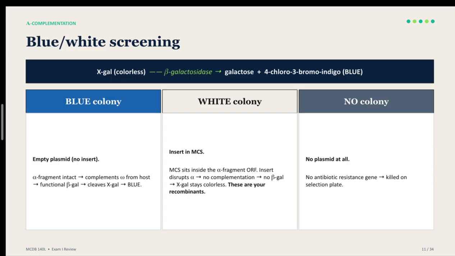So again, just to emphasize, know that the MCS sits inside the alpha fragment, which is why an insert would disrupt the function. Therefore, if you get blue, you did something wrong, it didn't work. If you got white, that means it was correctly done and you have your recombinants.